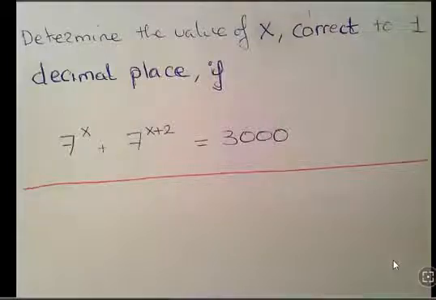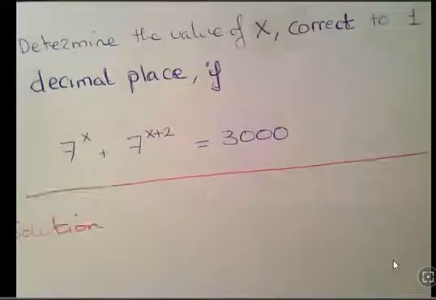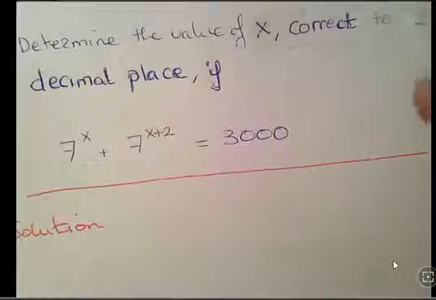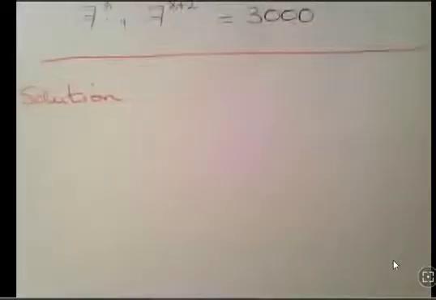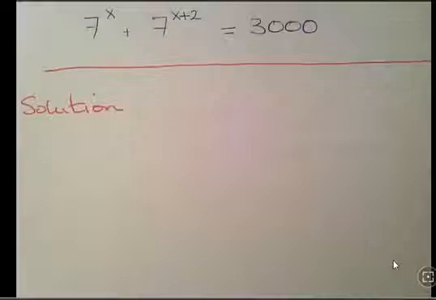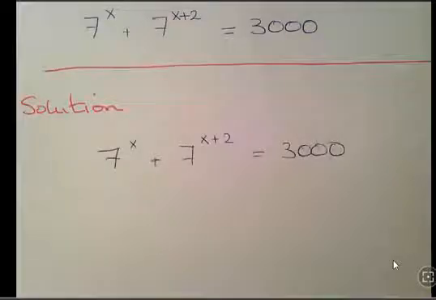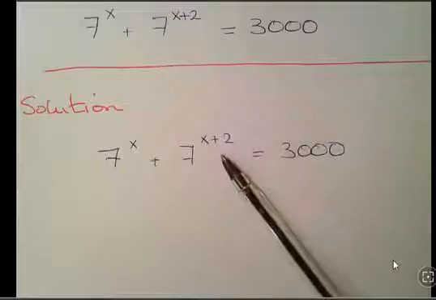I'm just going to reveal the solution bit by bit. Let's start off again. We start with 7 to the power of x plus 7 to the power of x plus 2 is equal to 3000. What I'm going to do is focus on this part here.